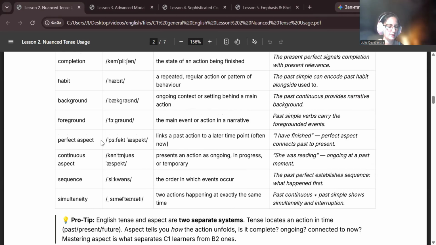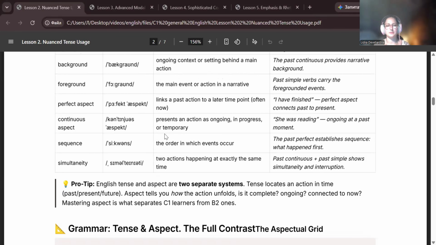Sequence. The order in which events occur. The past perfect establishes sequence. What happened first? Simultaneity. Two actions happening at the exact same time. I'm pretty sure you guys know the word simultaneous, which means at the same time. And simultaneity, two actions happening at exactly the same time. Past continuous and past simple show simultaneity and interruption.